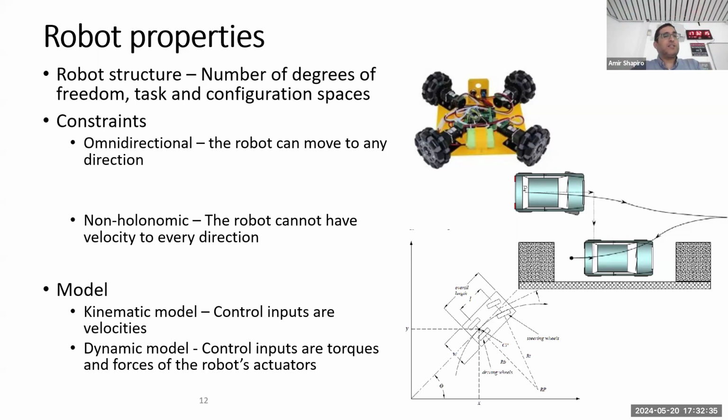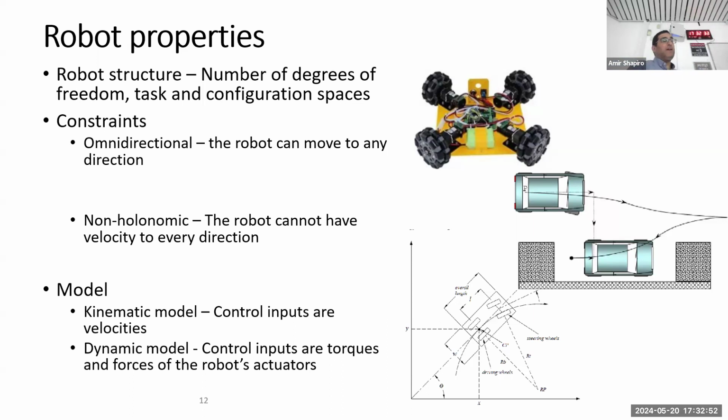If we do not have constraints on the position and orientation, it is called an omnidirectional robot, as you can see here in the picture. So the robot can move in any direction.